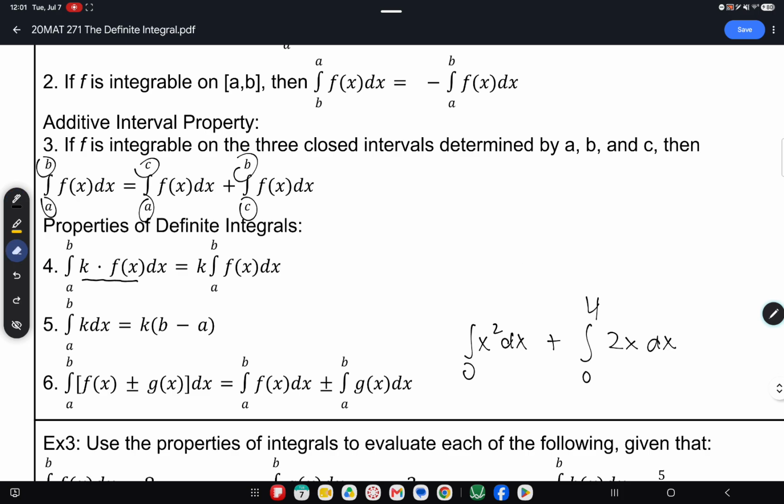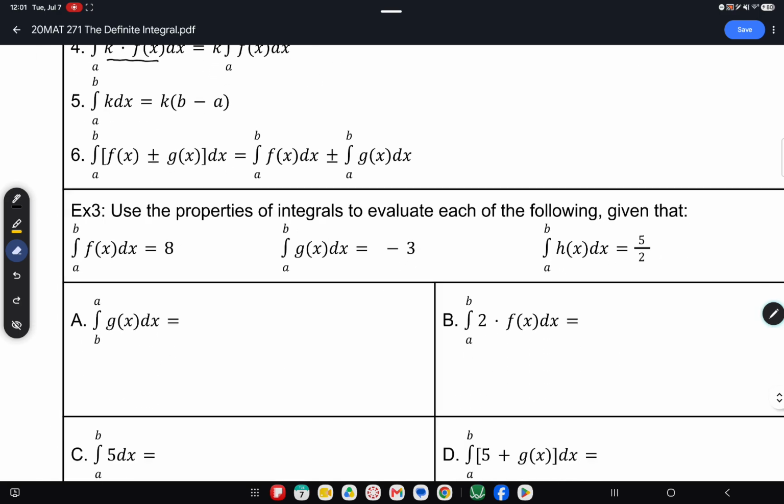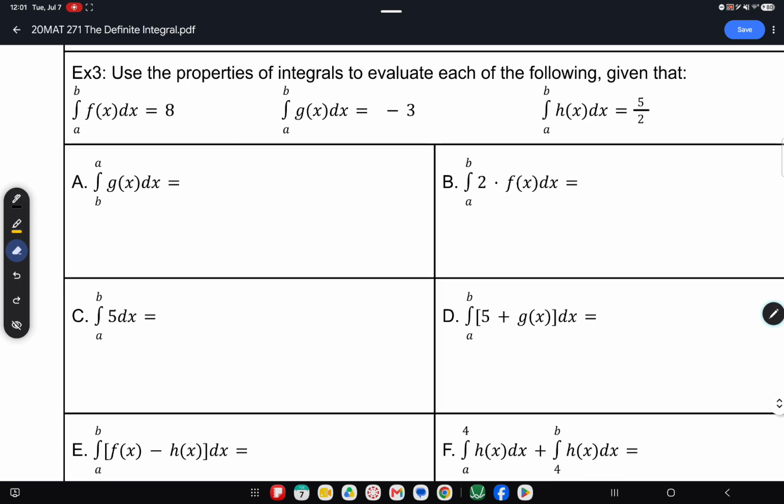All right. So let's see if we can apply some of these given values we already have. We're going to use the properties to evaluate. The integral from a to b of f of x dx is 8. The integral from a to b of g of x dx is -3. And the integral from a to b of h of x dx is 5/2. Okay, so let's apply something.